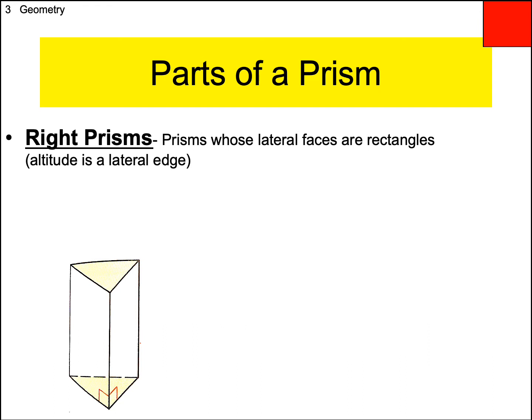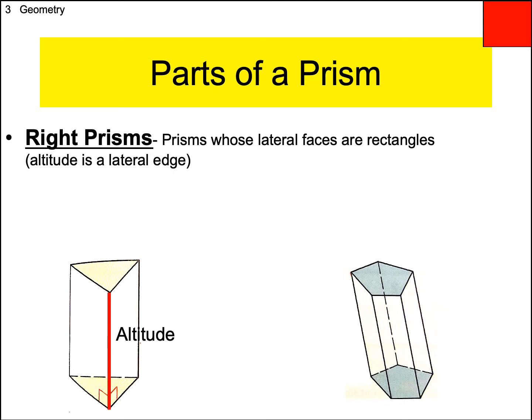The better, more mathematical definition is prisms whose lateral faces are rectangles. Okay, and then you leave off the part about how the two bases are oriented. So this says that the lateral sides are rectangles. Further, the altitude is one of the lateral edges, and remember we just said altitude is interchangeable with height. Okay, that is not true for a non-right prism.